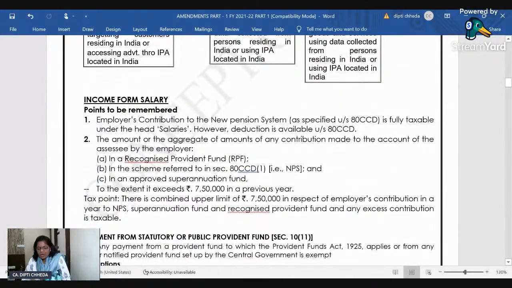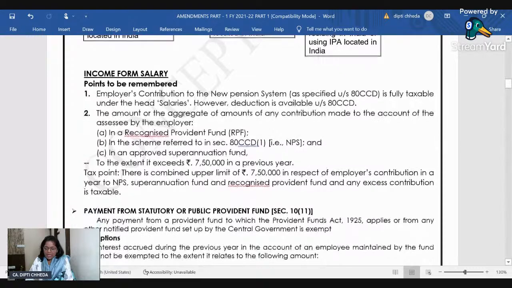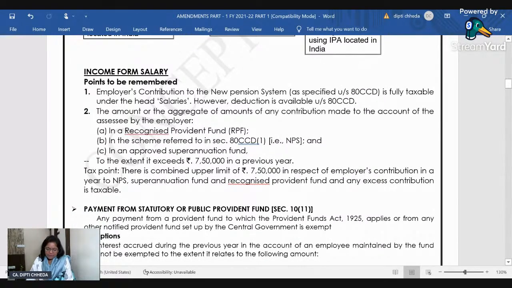I didn't teach you two amendments in income from salary. One is that interest is taxable, that I'll teach later. And right now, the overall limit. This second point is relevant. Feed it 5 Star, feed it KitKat, this will come somewhere in MCQs.